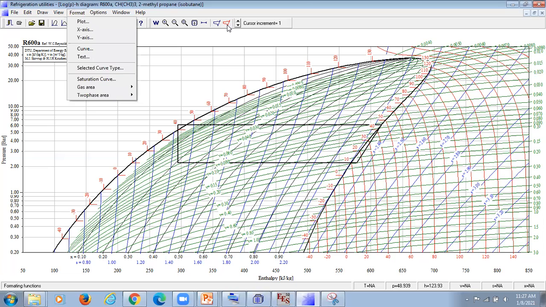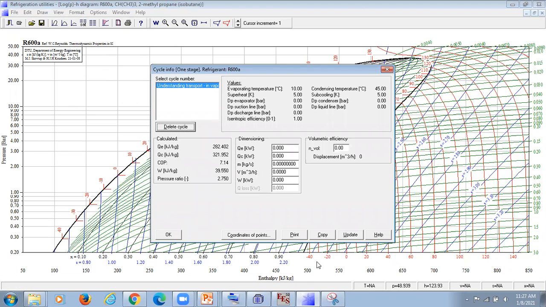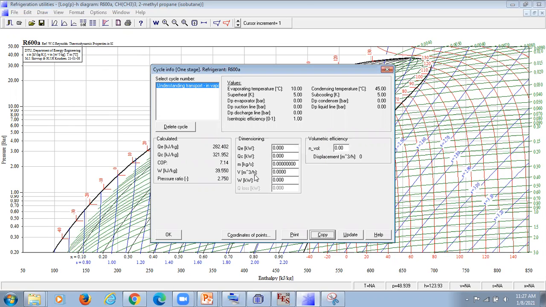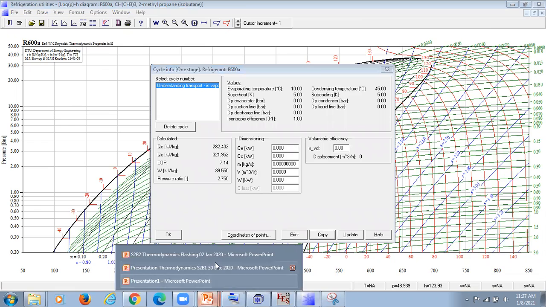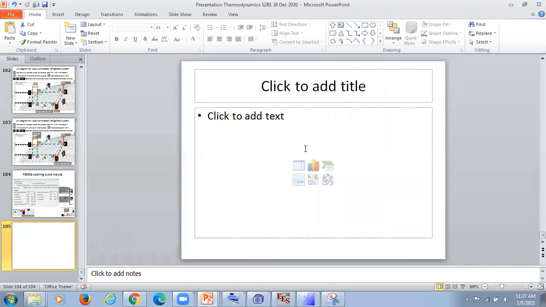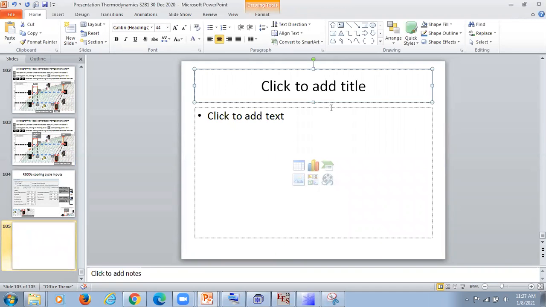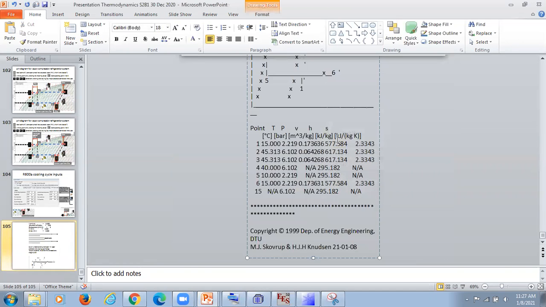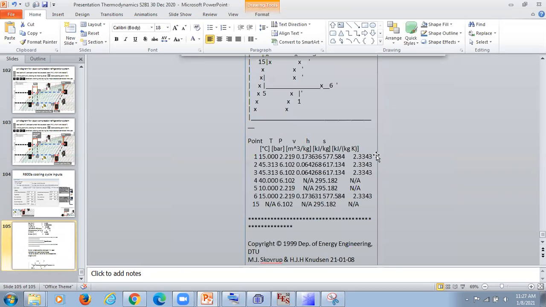So I will copy this. This is already done, including the coordinates, yes. So let me paste this and see what happens. Oh, not that one.